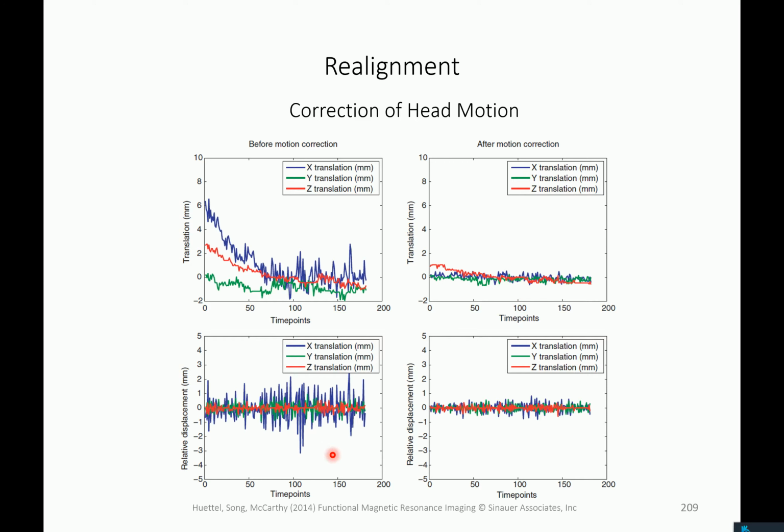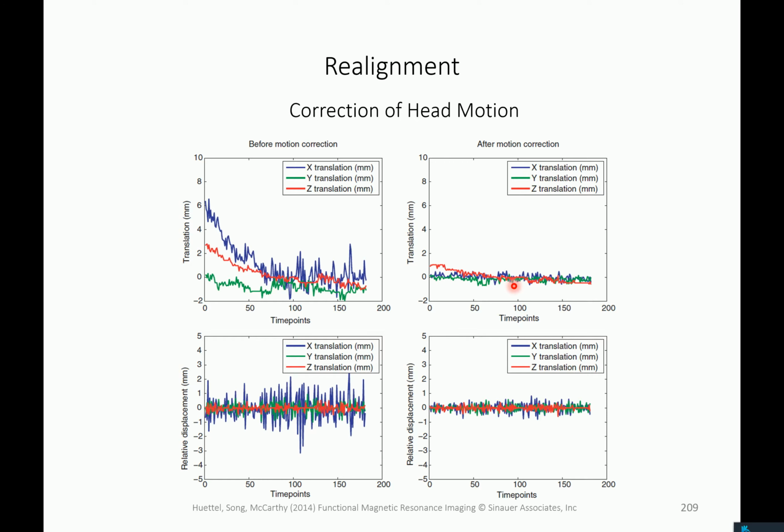And this is, I think, just the relative displacement between slices or so. Don't quite remember. The important thing here is that the translation is first strong, the estimated parameters are used for reslicing or interpolating the raw data, and then afterwards it's better. Yeah, so that's motion correction.